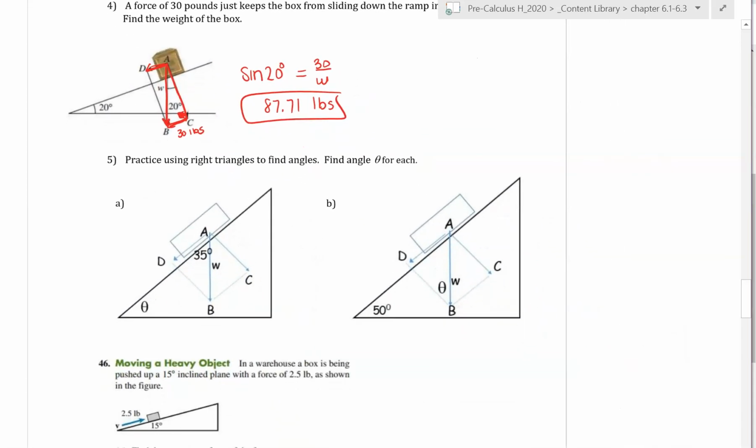Okay, let's practice a little bit more on finding angles. So for number 5, go ahead and pause the video. I need you to find theta for A and B. Pause the video and give it a try.